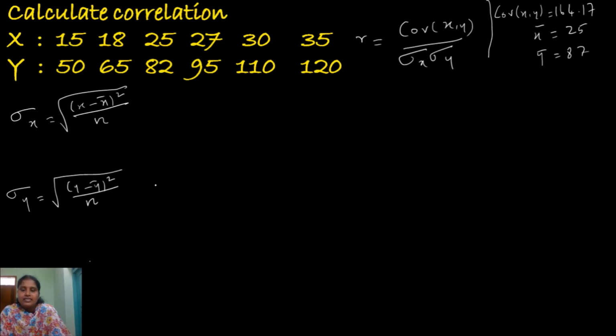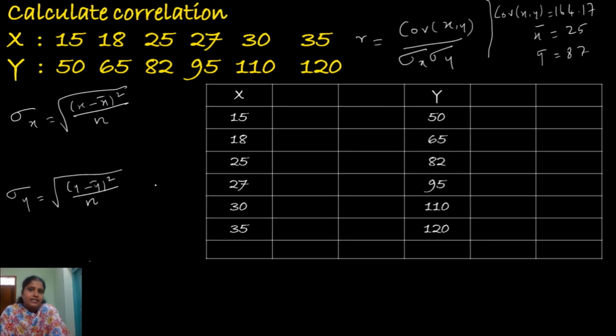Now, to calculate the standard deviation of x and y, let me construct a table where the first and fourth columns consist of the values of x and y. Let me first calculate x minus x bar, and x minus x bar the whole square. Here the value of x bar is 25, so I have to subtract 25 from all the values of x.